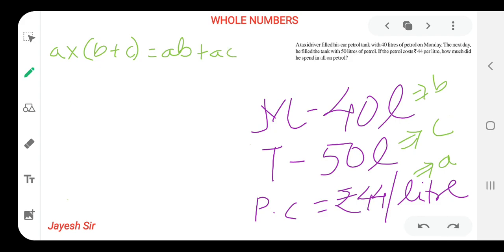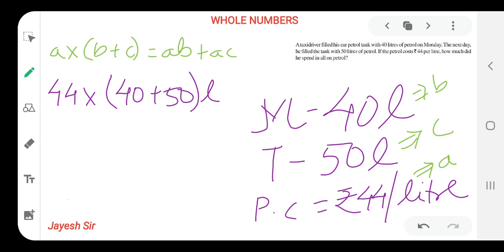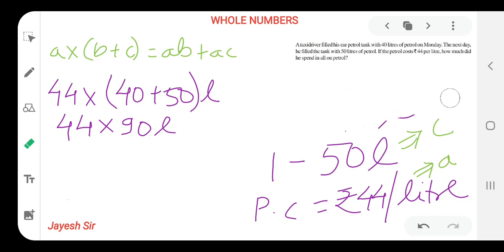With the left hand side of the equation, let us put in the values we assumed. We put A as 44, and B and C should be in brackets, that is 40 liters of petrol plus 50 liters of petrol. The total petrol consumed is 90 liters in 2 days, and we want to find the total cost. So 44 should be multiplied with 90. As 50 plus 40 means 90 liters, and 44 is the rupees per liter. Now we all know how we are supposed to solve this.